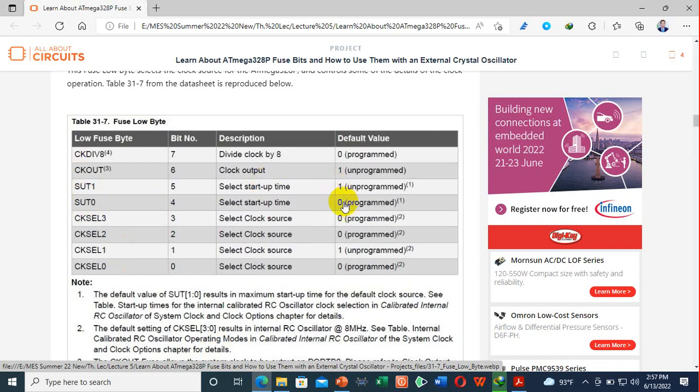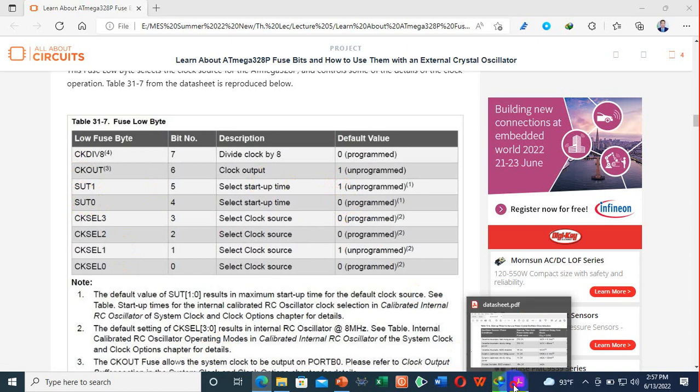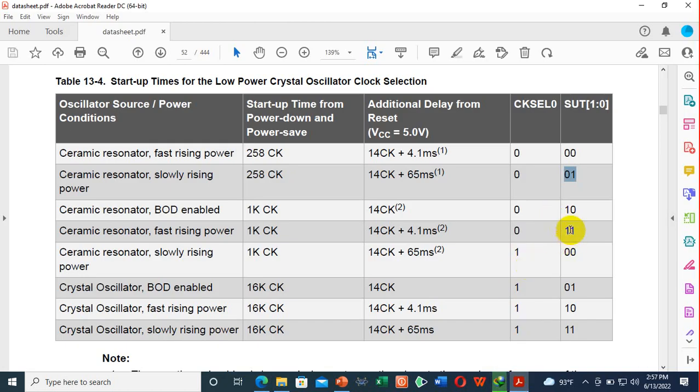Let me check. 1 0 gives you the maximum. Come over here, 1 0, 1 clock, this is 14 clock. But if you give 1 1, you get another value. If you give 0 1, crystal oscillator. For the crystal oscillator, for other oscillators you get different values. But for the ceramic resonator.